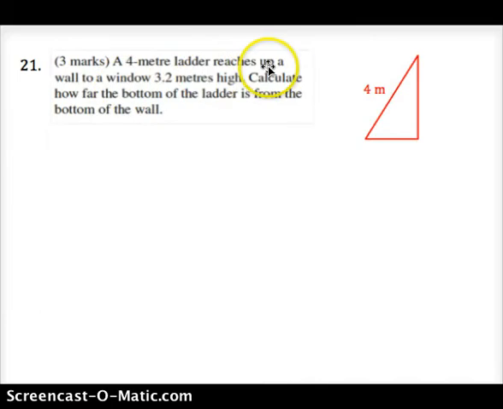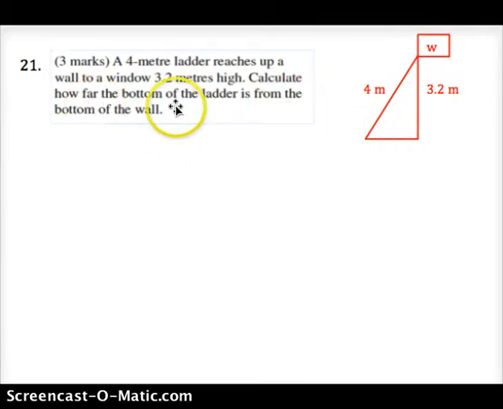It reaches up a wall, so here is my wall, and there is a window on the wall, so I'll just put up here W, the window's up there. They're obviously climbing up the ladder to get into the window, and this window is 3.2 meters high. So I'm going to put that this length from the ground up to the window is 3.2 meters high.